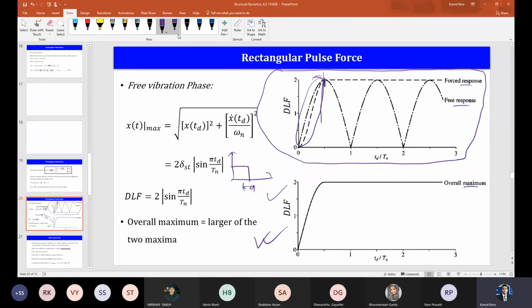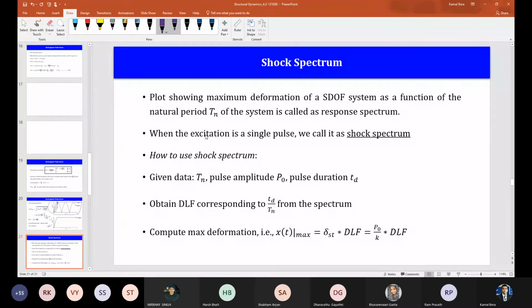DLF is nothing but a kind of maximum displacement plot. This type of response spectrum is called the shock spectrum. Similar shock spectra can be obtained for other types of loading. As I told, the same thing is written here.